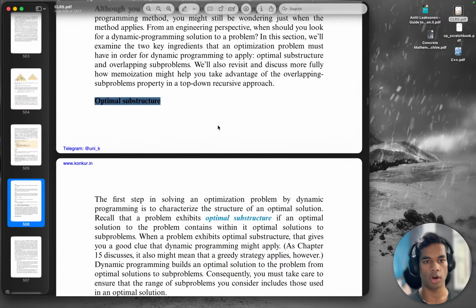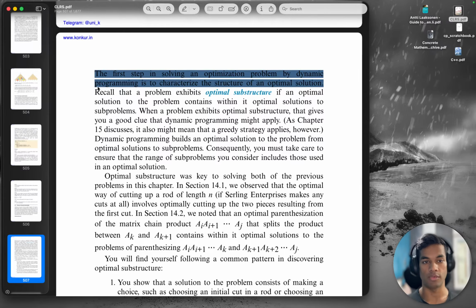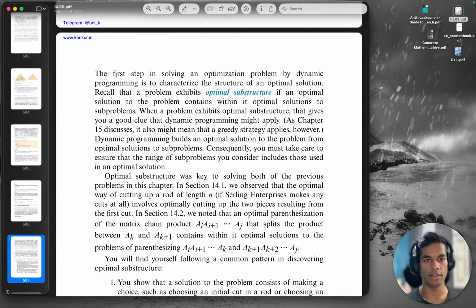Now, what is optimal substructure? That is a nice question. The first step in solving an optimization problem by dynamic programming is to characterize the structure of an optimal solution. That is the first step. Yes, that is literally the first step. It was written on page 2, I guess.